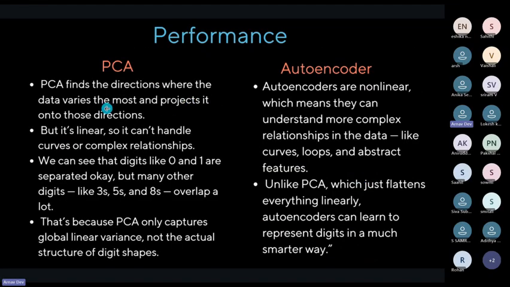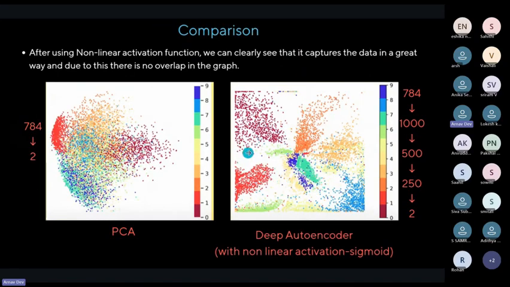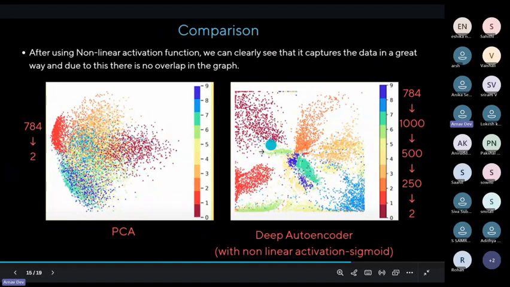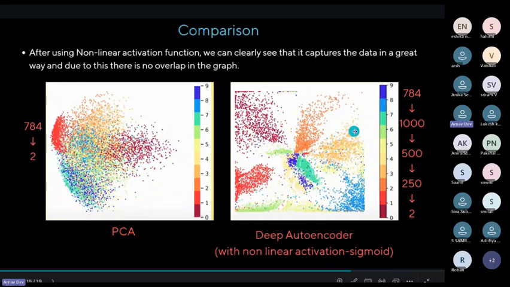As I said, PCA finds the directions and it's linear, and you find the PC1, PC2 axes. Because of that, digits like 0, 1, 3 or 8 are overlapped, and it's much worse compared to this. An autoencoder captures everything, and you can have curves and loops here as well because of the nonlinearity, and it can represent the data in a much smarter way.